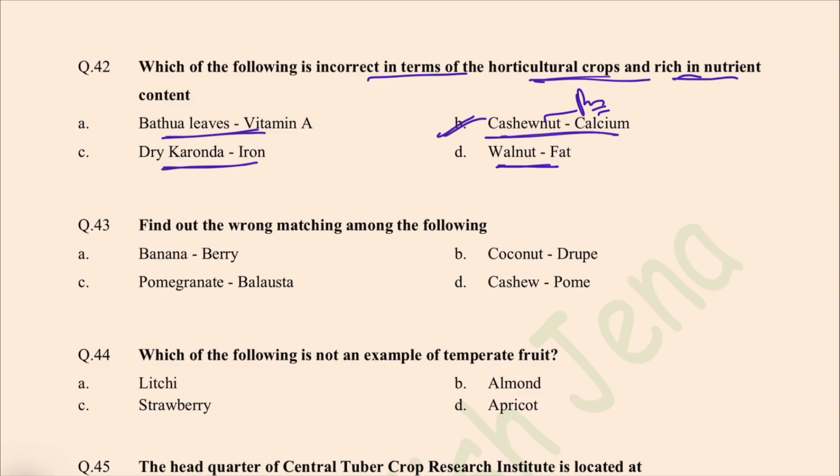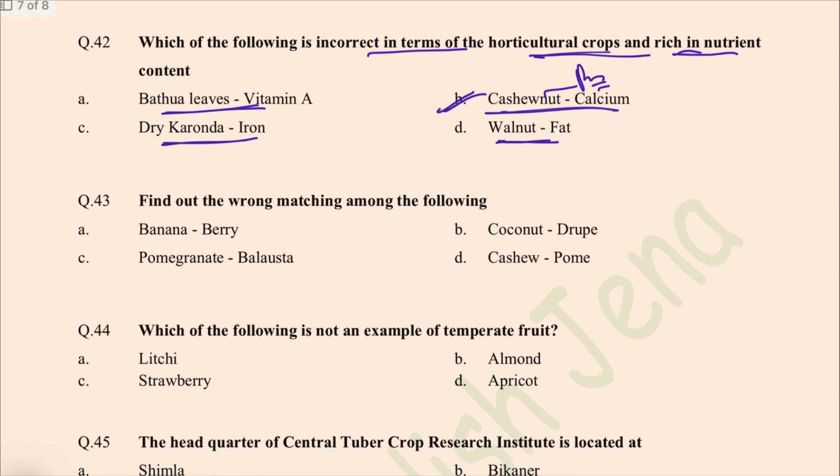Question from here: which common vegetable is considered one of the richest sources of vitamin A? That is capsicum or bell pepper. Which dry fruit is a traditional remedy for anemia due to extremely high content of iron? That is dry coriander.